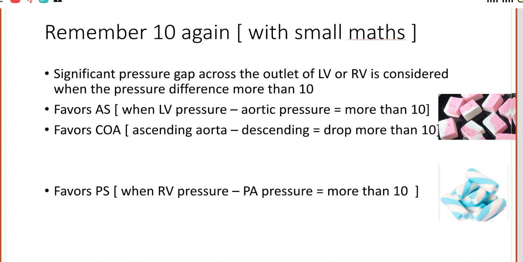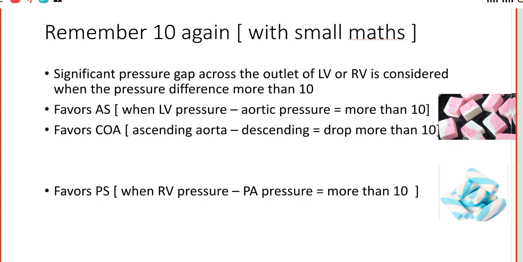See, the next step, the second step I told, that's written now. Remember the 10 again with a small month. We just have to subtract the left ventricular pressure from the aortic pressure, or the right ventricular pressure from the pulmonary artery pressure. If the left ventricular pressure minus aortic pressure is more than 10, that favors aortic stenosis, so HOCM. And right ventricular pressure minus pulmonary artery pressure, that will favor pulmonary stenosis.